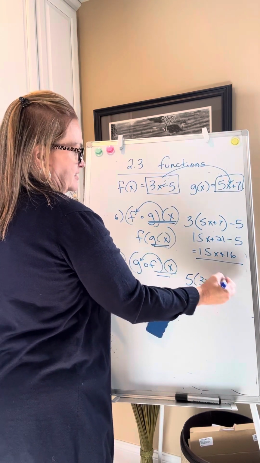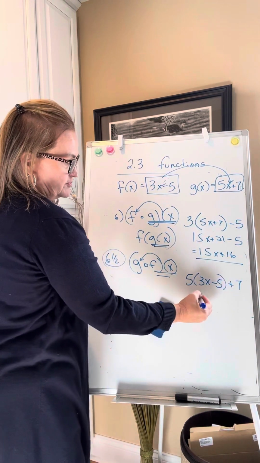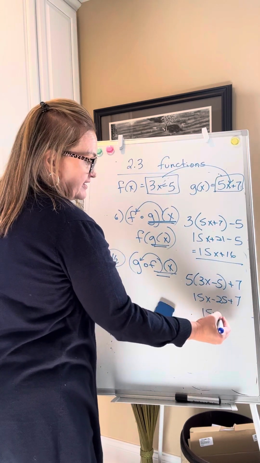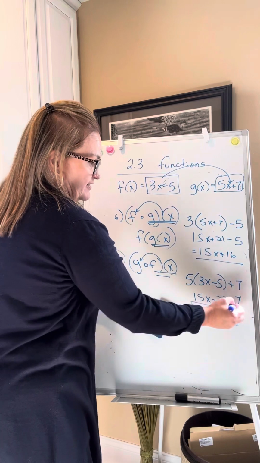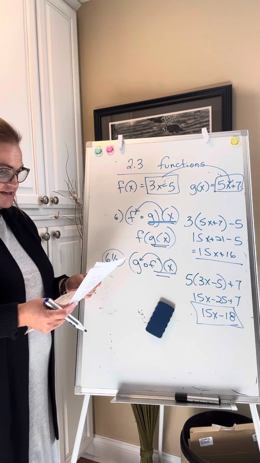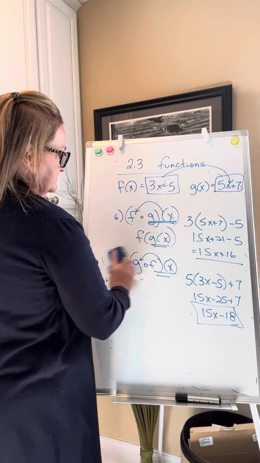And then plus 7. Distribute, and simplify if there is anything that you can simplify. And then that would be our answer to that. So f of g and g of f there. Number 7.